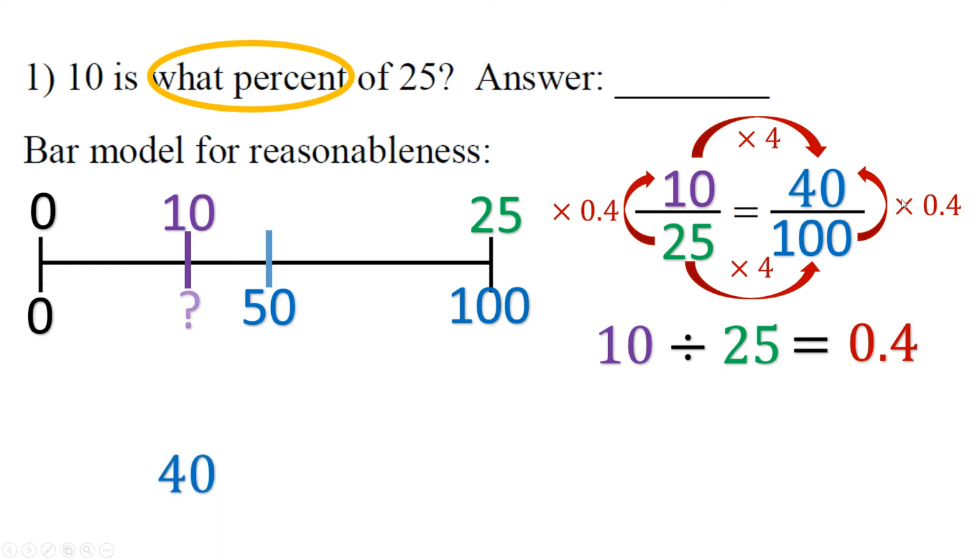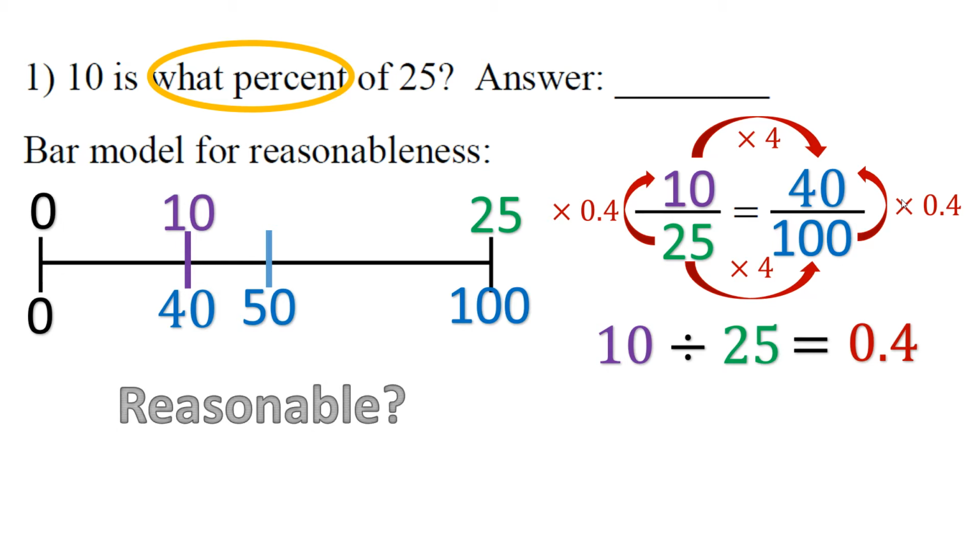And then if we look at our bar model, 40% is reasonable because it's less than 50, and 10 is less than half of 25. So yes, it's reasonable, and our answer is 40%. Please remember to have your percent symbol, because that is the unit for percent.